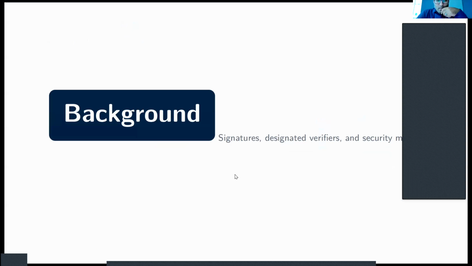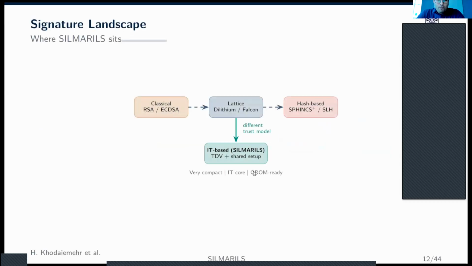Now let's turn to the background. Before going to the background, we might ask where SILMARILS sits among signature families. At a high level, SILMARILS is not trying to be the one signature scheme for the entire internet. It targets validator-centric, high-frequency authentication in permissioned systems, with optional receipts for governance and audit. So this is the position of SILMARILS.